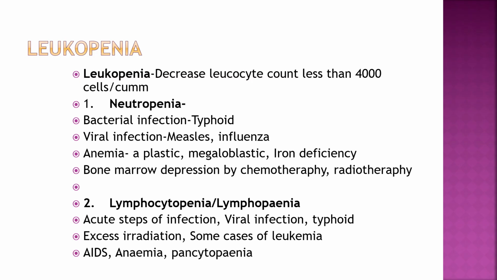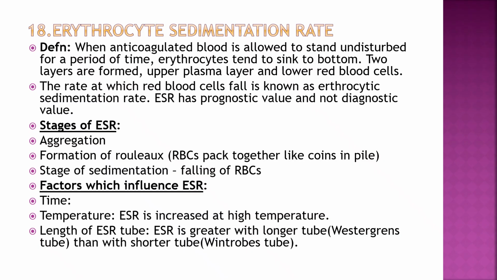So definition: when anticoagulated blood is allowed to stand undisturbed for a period of time, that is 1 hour, then RBCs sink to the bottom, and then two layers are formed. The upper layer, that is the liquid portion, is called plasma, and the lower layer is of red blood cells, that is red in color. So the rate at which the cells fall down is called ESR, or erythrocyte sedimentation rate. Sedimentation means sedimenting down or falling down. ESR is of prognostic value, not a diagnostic value.